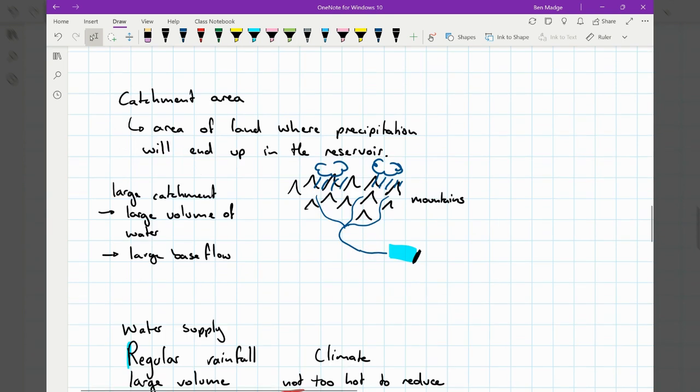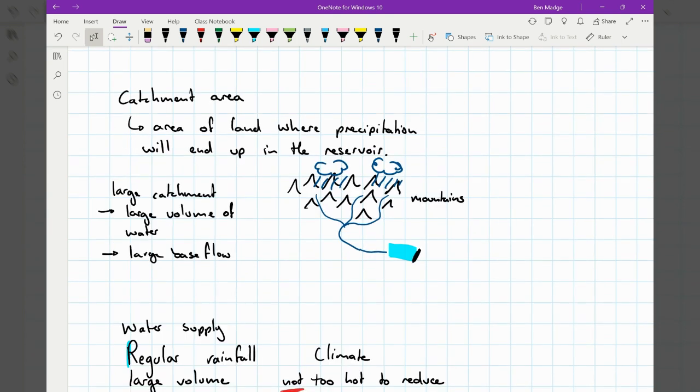The next one then is catchment area. So this is the area of land where precipitation will end up in the reservoir. So we want a large catchment. We want a large volume of water that falls onto it. And we want a large base flow ideally, so it's flowing all year round.